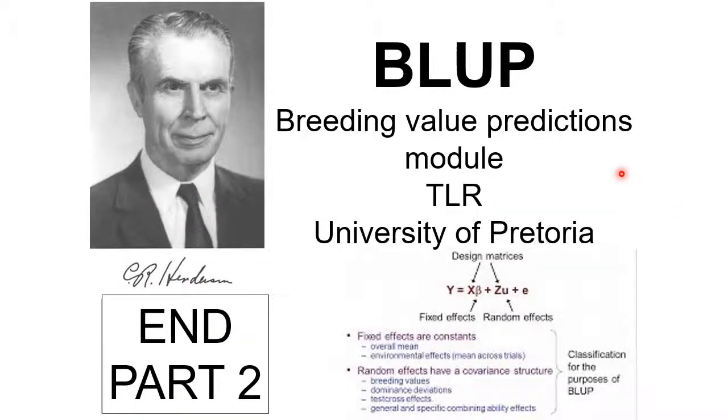That then brings us to the end of part 2 of our breeding value prediction module of TLR at the University of Pretoria. We have looked at how we construct the mixed model equations in matrix format, and we then used these constructions in matrix calculations. We have seen that the most important sources of information that we needed would be the relationship amongst the animals. So we need to know the parents of the animals. We also need to know the actual recordings or observations on the animals within contemporary groups.